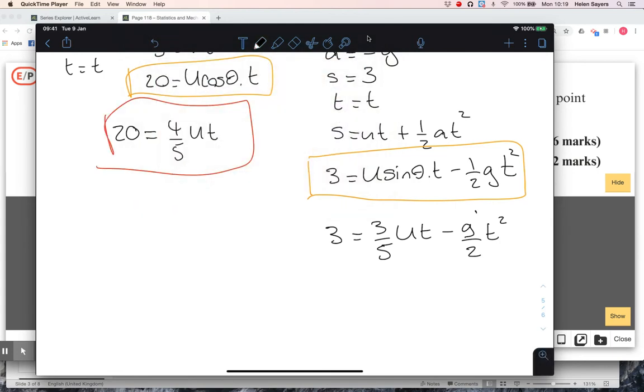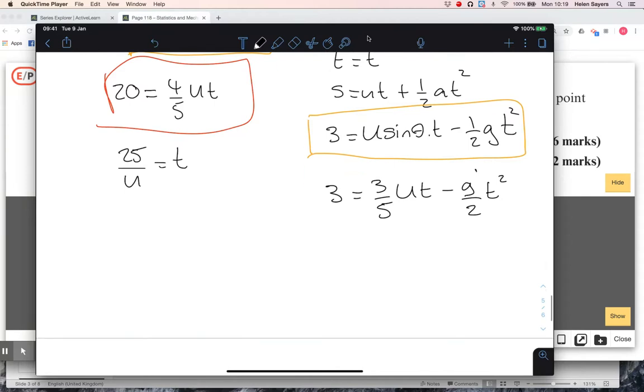So if I multiply up by the 5 and divide by 4, I get 25. And then if I divide by U, okay, so that's what T would be. And then if I substitute that, sorry, it's this one I'm looking at, into this one, I will end up with an equation in capital U that hopefully I'll be able to solve.